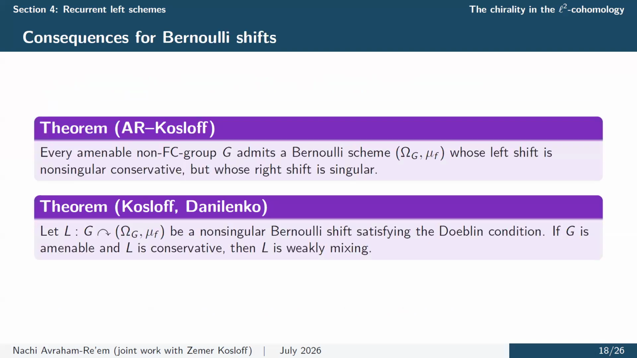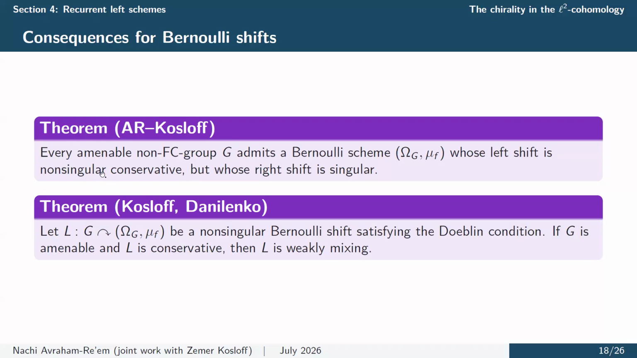I'm sorry that the order here was a bit messed up, but the result of this refinement of the notion of left scheme is that every amenable group which is not an FC group admits a Bernoulli scheme with the following kind of funny properties. On one hand, the left shift demonstrates very good dynamics: it is non-singular and conservative. It demonstrates recurrence. But the right shift is the furthest one can have. It's just meaningless from a dynamical point of view.